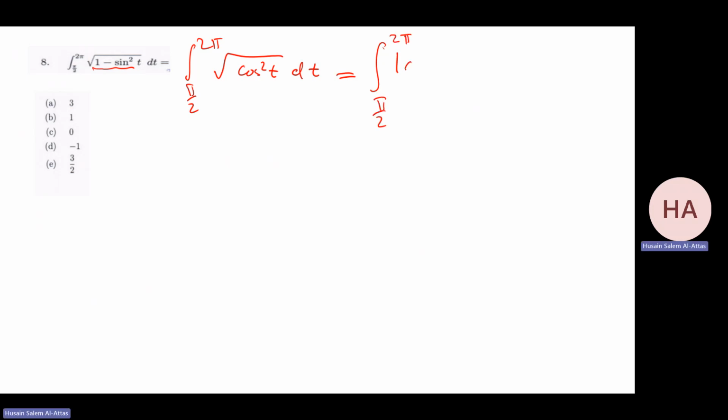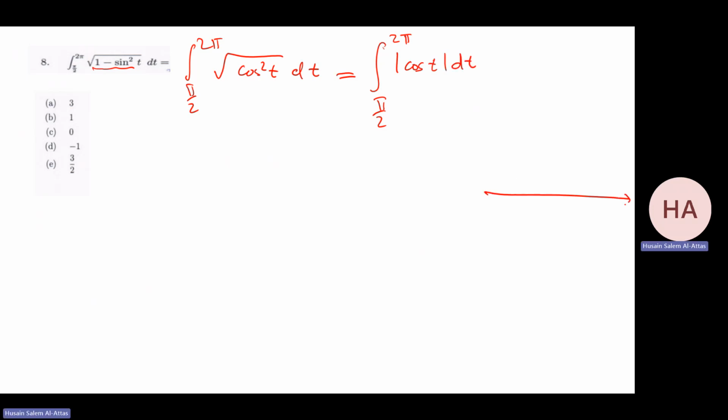Okay. Now this one is what? This is cosine square. Be careful. The integral from pi over 2 to 2 pi of the square root of cosine square t dt. What is the square root of cosine square? It's not cosine t. It will be the absolute value of cosine of t, dt.